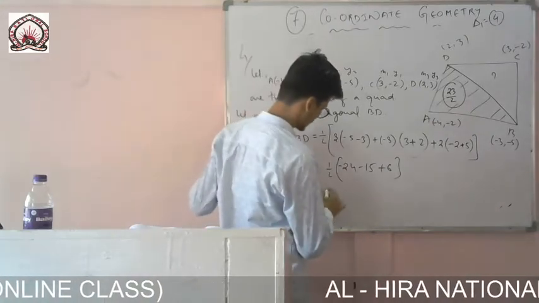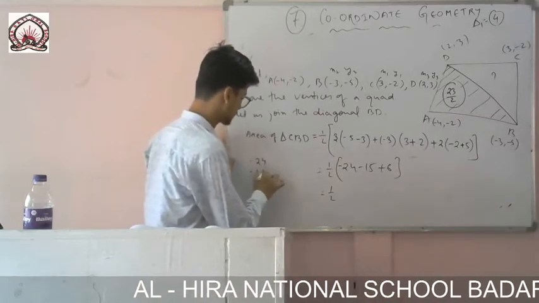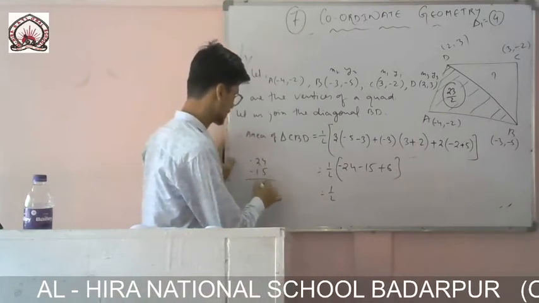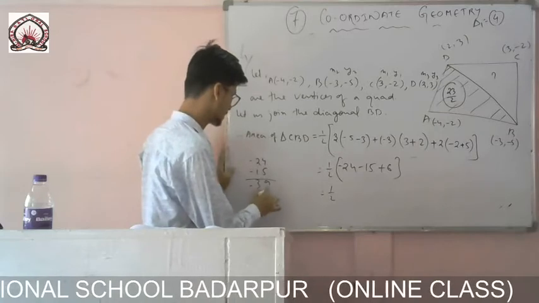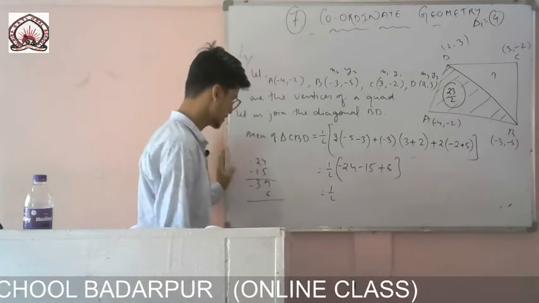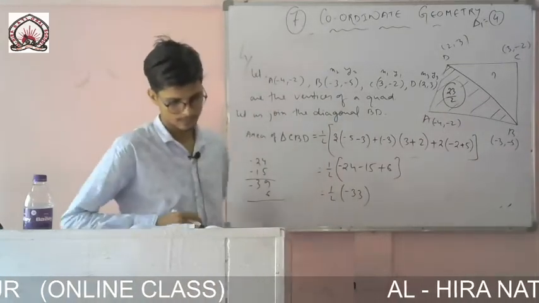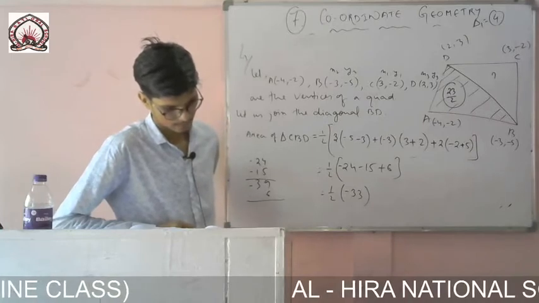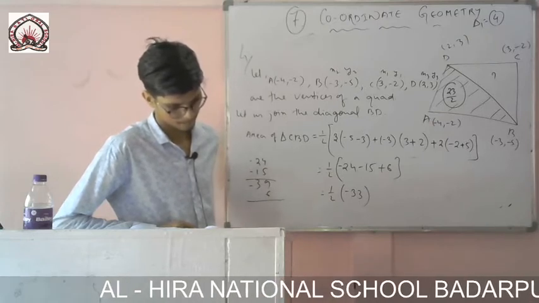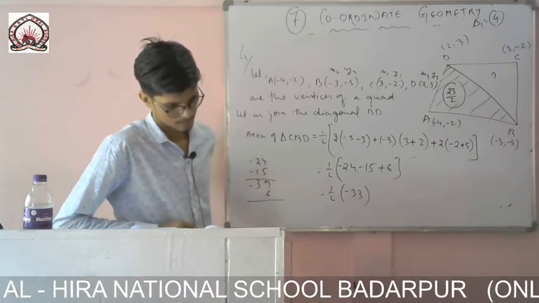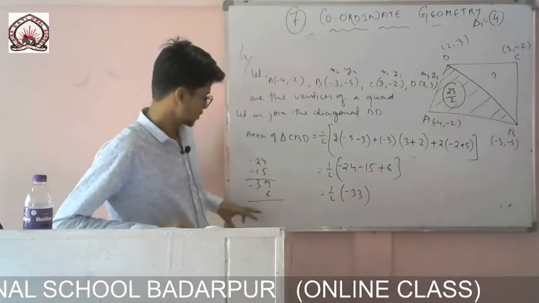So here it will be minus 24 and minus 15. So 5, 6, 7, 8, 9, 2 and 1, 3, 39. And from 39, minus plus will be minus. So from 39 if I subtract 6, then it will be minus 33. Okay, so it came minus 33.